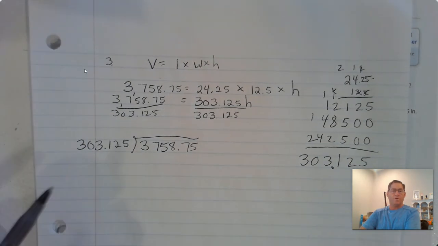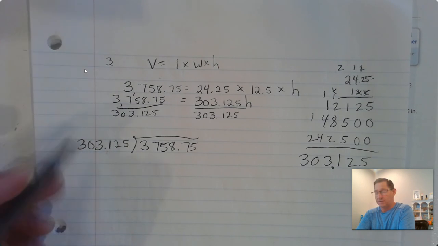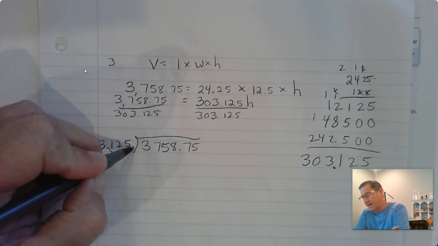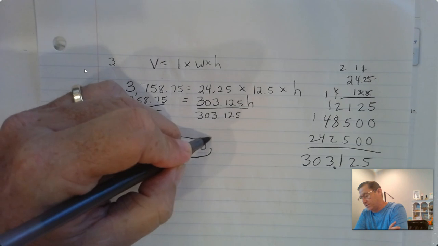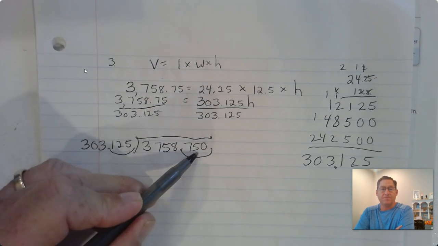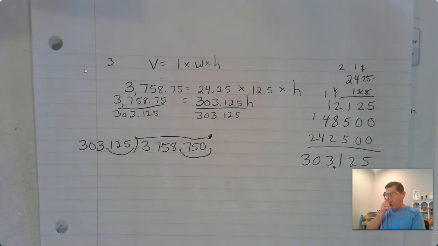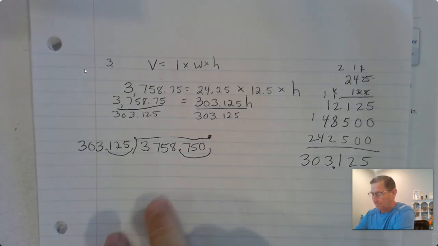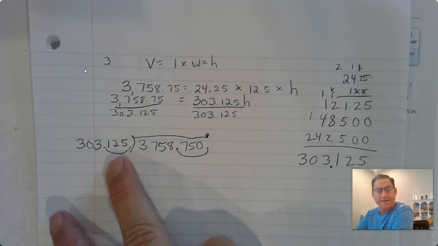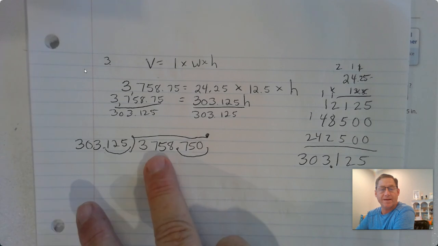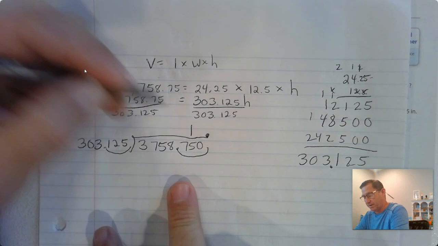Okay, so we know we want to clear the divisor. Here we're going to multiply by 1,000 to move the decimal point 3 places to the right. So I'm also going to do the same thing to the dividend. And I'm going to add a 0 because it only had enough space for 2. So here's our decimal point. So how many 303,125 can we take from 375,875? Well, obviously we can only take one.